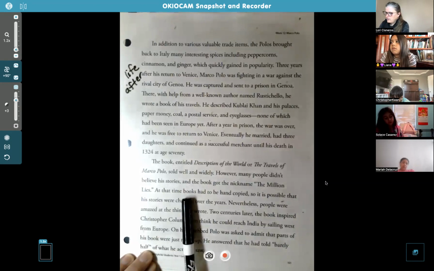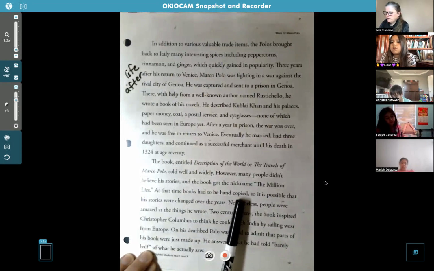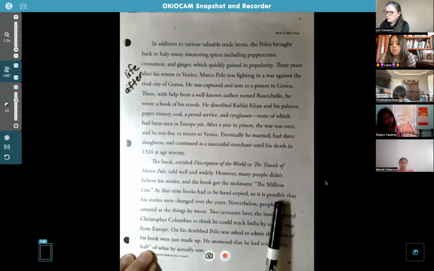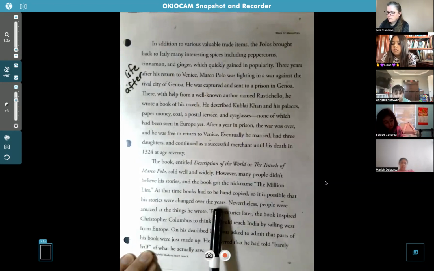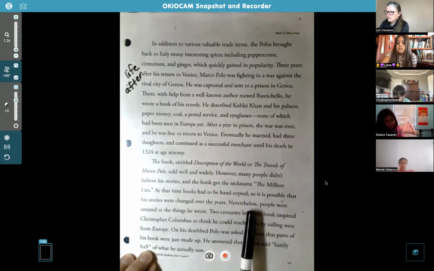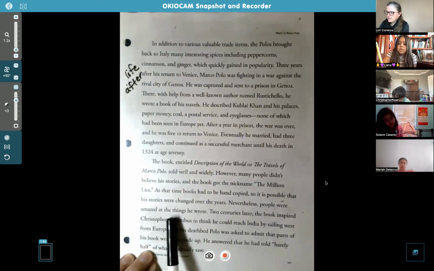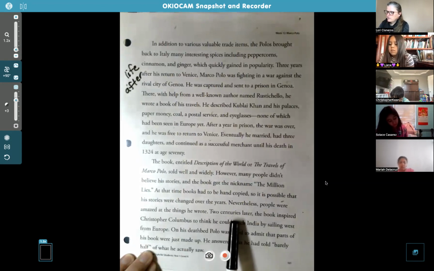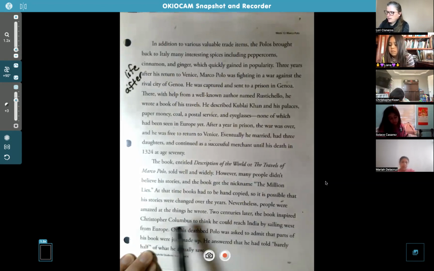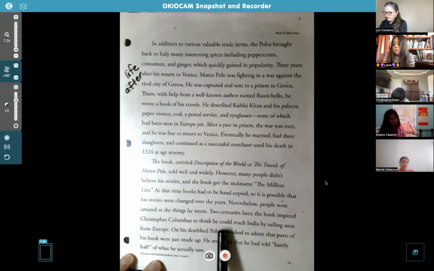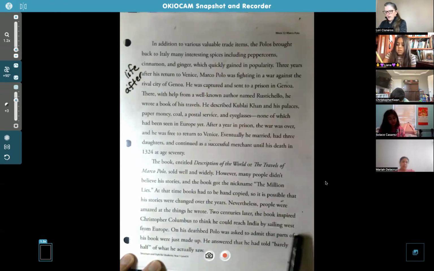At that time, books had to be hand copied. So it is possible that his stories were changed over the years. Nevertheless, people were amazed at the things he wrote. 2 centuries later, the book inspired Christopher Columbus, we know that guy, to think he could reach India by sailing west from Europe.